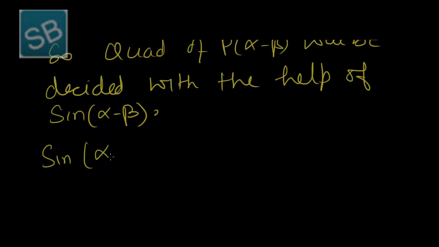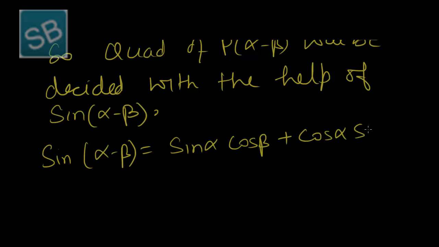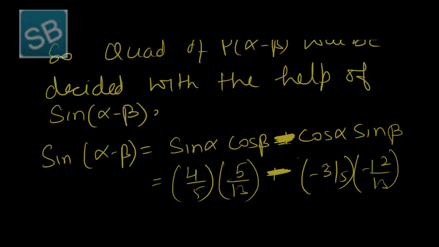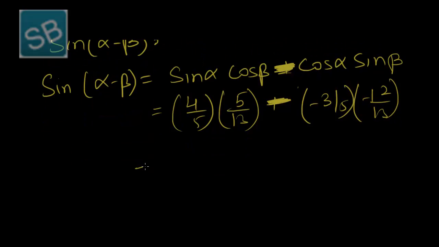Sine of alpha minus beta is equal to sine alpha cos beta plus cos alpha sin beta. By substituting the values, as we know them, sin alpha is 4 by 5 and cos beta is 5 over 13, because of the signs of alpha and beta, and cos alpha is minus 3 over 5 and sin beta is minus 12 over 13, as we have already determined where alpha and beta lie.